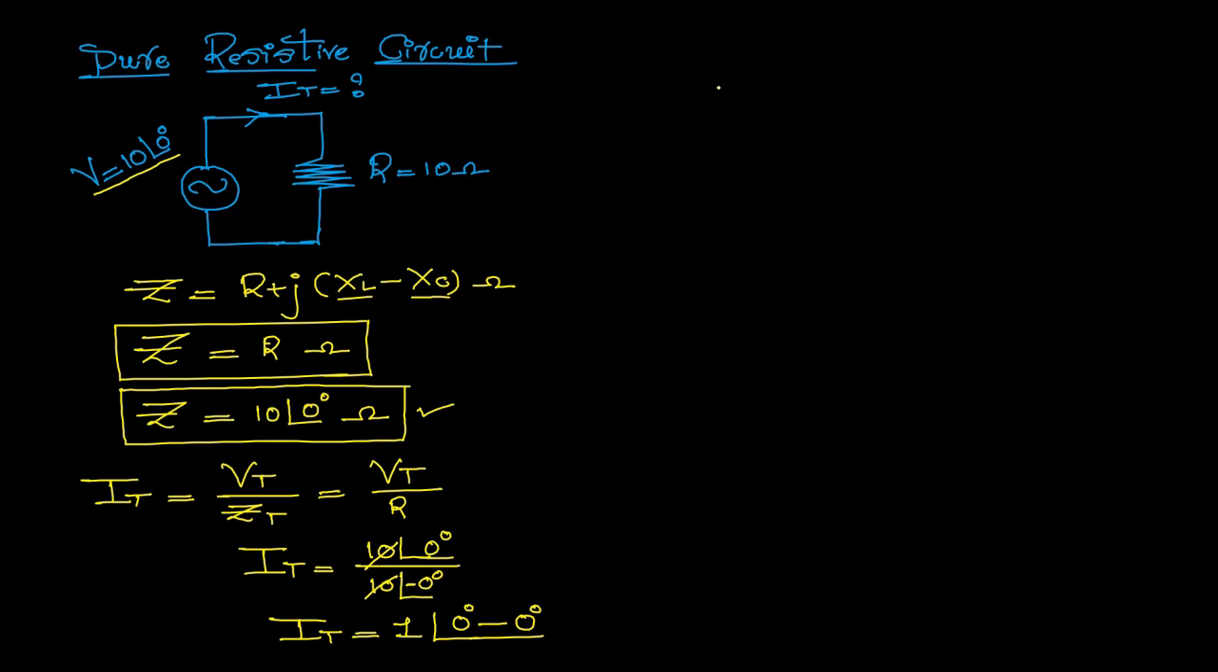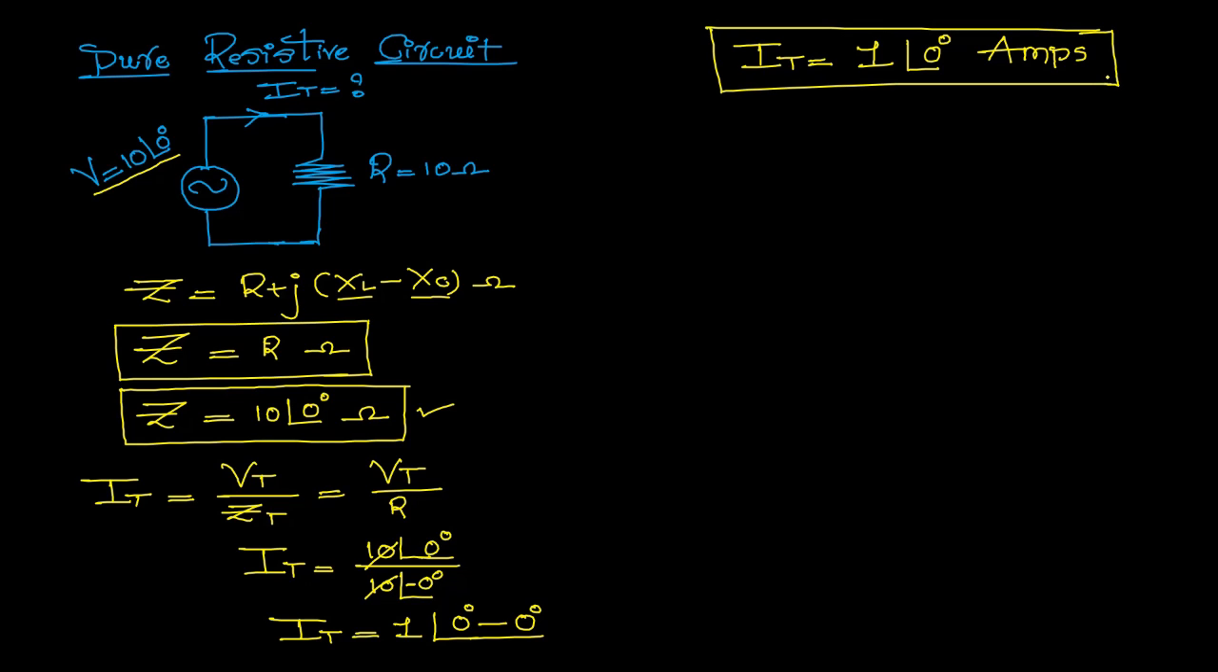Now from this we can say IT is equal to 10 by 10, which is 1, having an angle of 0 degree. So this is the value of current for a purely resistive circuit, and you can observe that we are getting 0 degree because this is a purely resistive circuit. In a purely resistive circuit, the value of the phase angle is always 0 degree. Now this is the calculation of current for a purely resistive circuit.